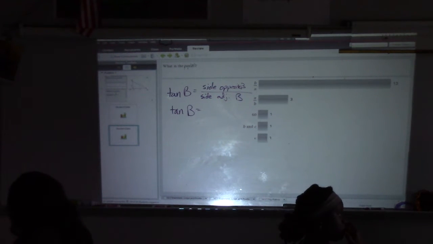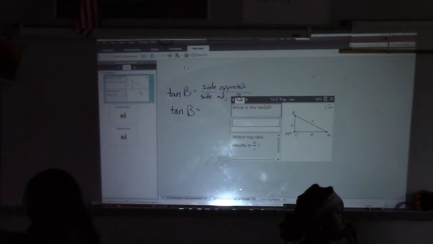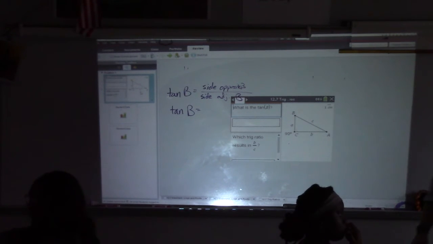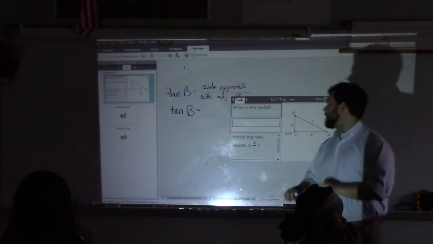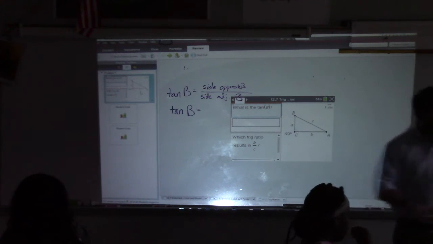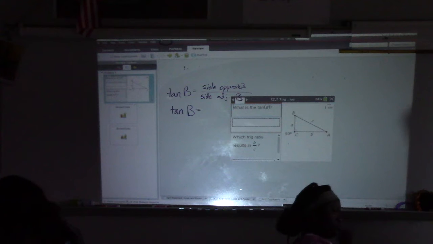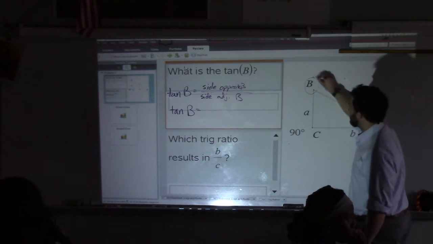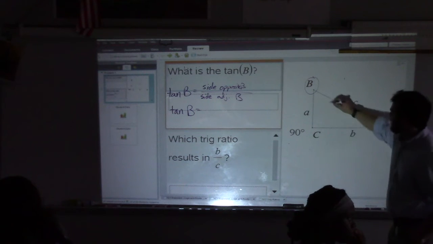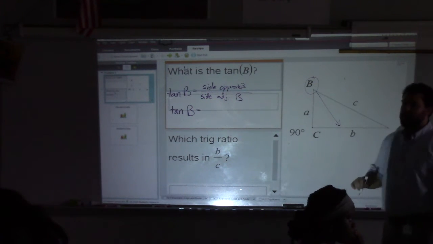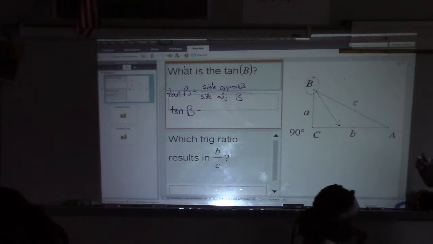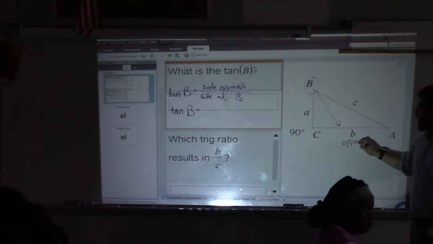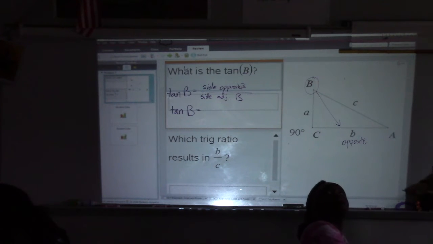Now, we need to clarify, what do we mean by opposite? The opposite of the... Across from. I need y'all to remember this. If we are dealing with this angle B, opposite means across. Literally start at that vertex and go across from that vertex. So this is my opposite of B.